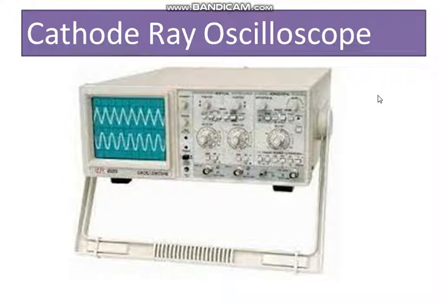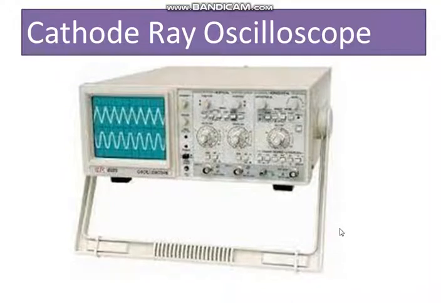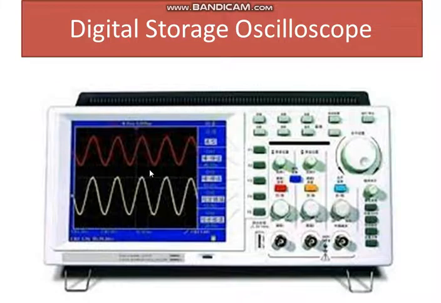The previous version of your digital storage oscilloscope is the cathode ray oscilloscope. You can see the picture of a cathode ray oscilloscope given over here. So this is my digital storage oscilloscope. An improved version of CRO is the DSO. DSO is the short form of digital storage oscilloscope.